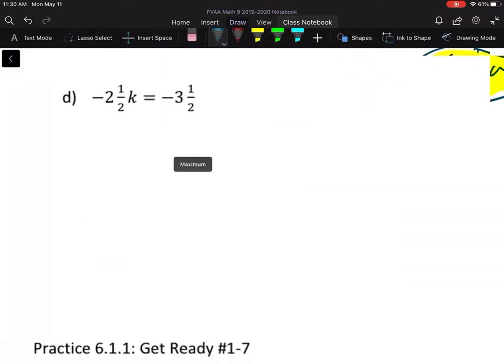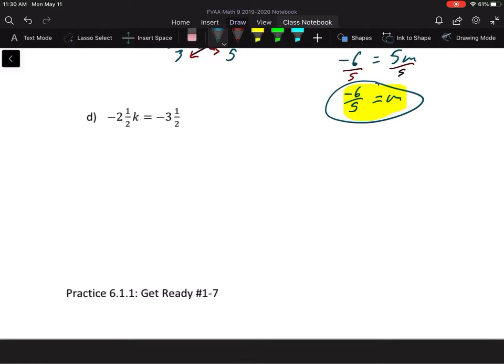Last one, and then you'll have a chance to practice some of these. So for these types of questions here, you want to turn all fractions into improper fractions and go from there. Now again, when you're dealing with a negative improper fraction, it's important that you're doing the minus instead of plus there with the numerator. So negative 2 times 1 is negative 4, then minus another one is negative 5 over 2k is equal to negative 3 times 2 is negative 6, minus 1 is negative 7 over 2.